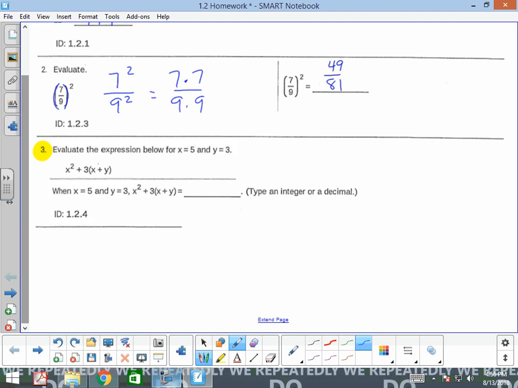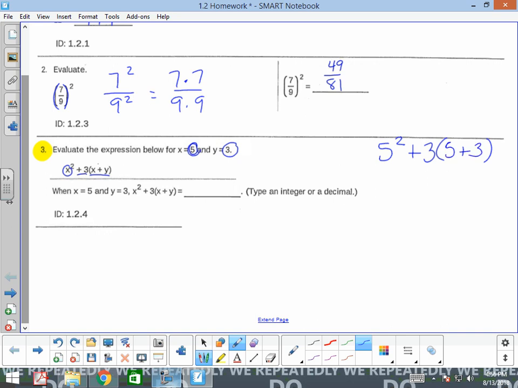Now, on the ones I highlighted, you do need to show your work on your notebook paper. So I'm going to show you how to show your work on the note paper on these notes. All right, so x squared means that whatever we put in for x, which is in this case 5, we're going to square that, plus 3, and then in parentheses we have x plus y. Now again, x is 5 and y is 3. So that's 5 plus 3.